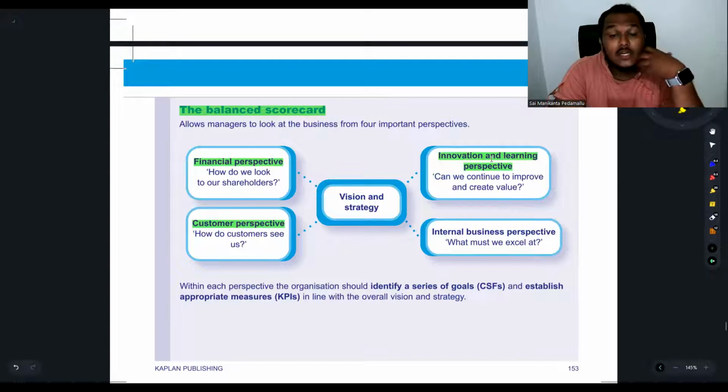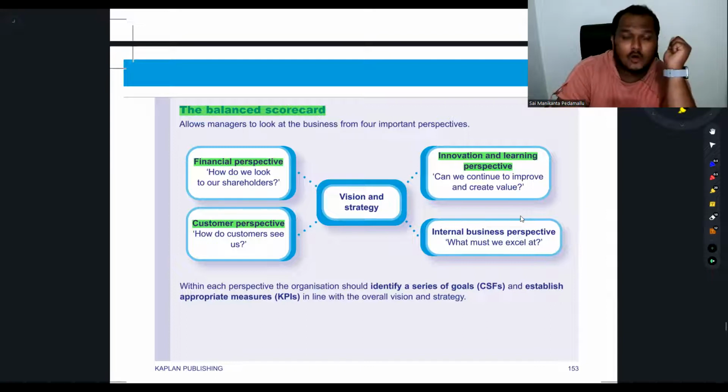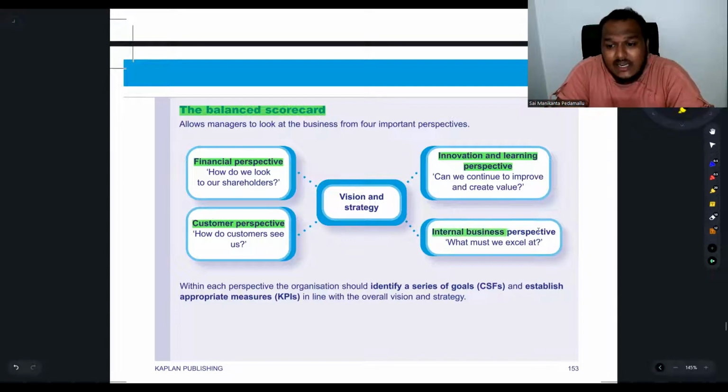Innovation and learning means: are we creating more value for our customers? Are we developing our existing product, or are we still stuck with the same old product? Are we adding more features to our product or not? Are we innovating and moving forward as a company? Are we learning from our past? And the last one is the internal business perspective. Internally, are we improving our efficiencies or not? Are the employees happy with our company? What are the areas in which we can improve more?